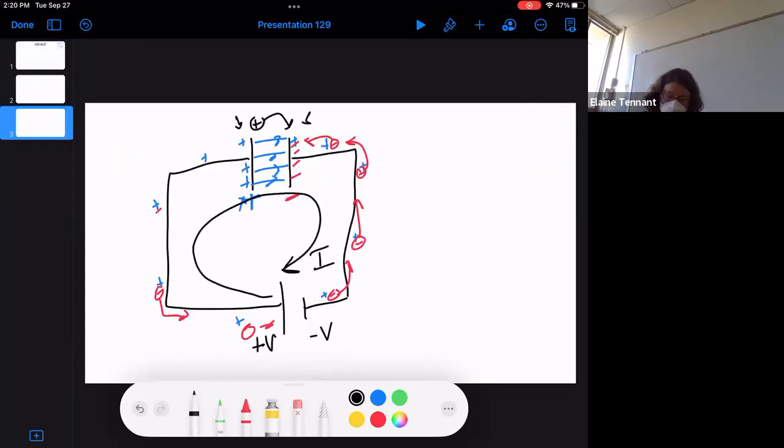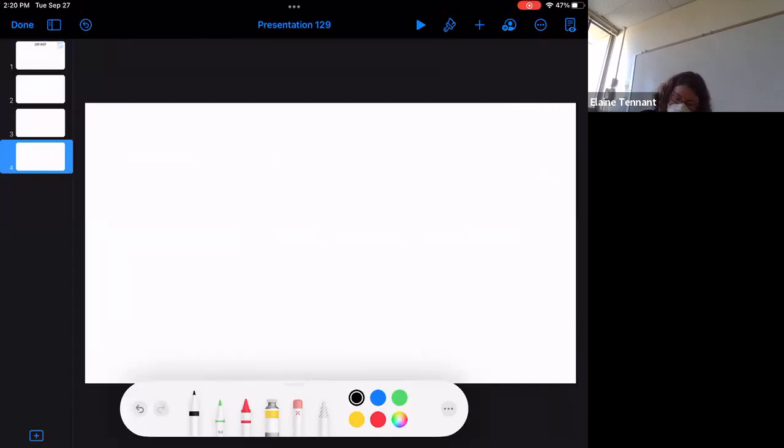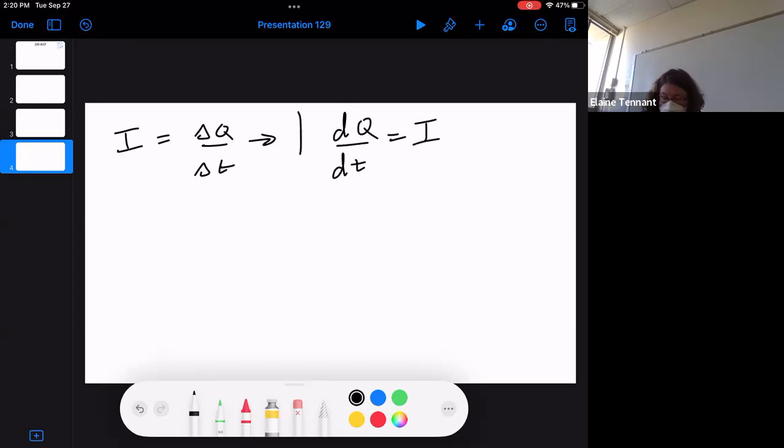And so we can look at delta Q over delta T. This is going to go to the derivative of charge with respect to time, which will be our more instantaneous value of current. And what we're going to find in various situations is that current is not so much a steady state, but it changes over time. And so seeing derivatives is going to be really useful.